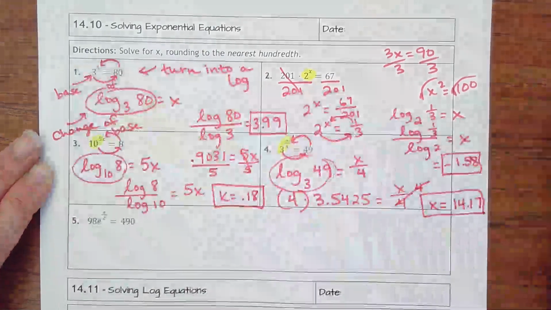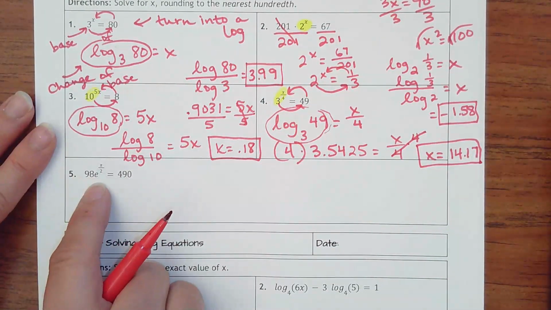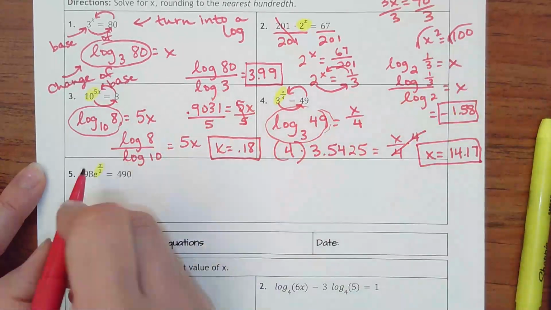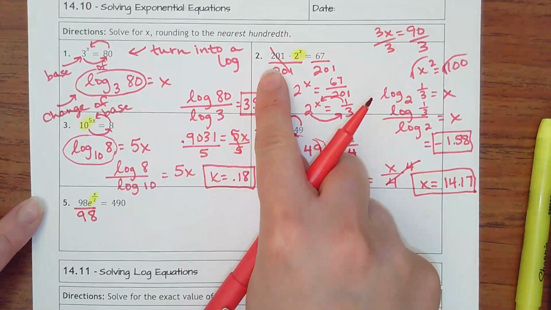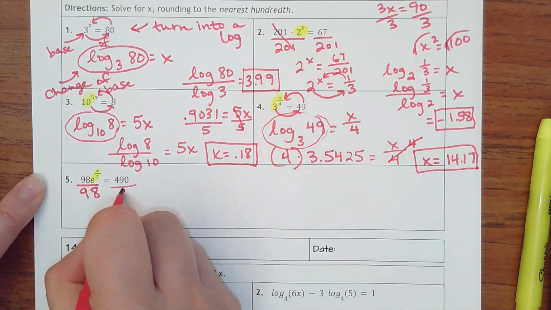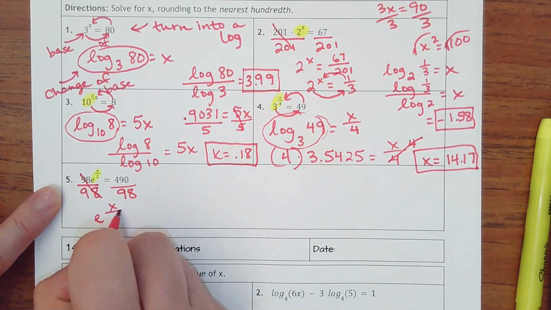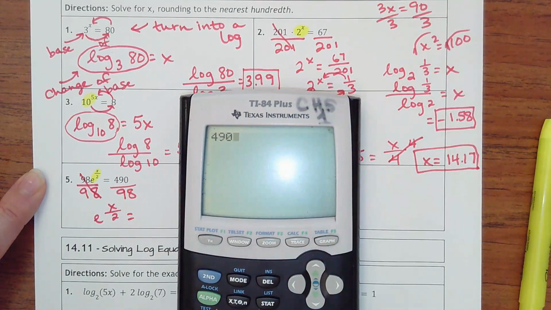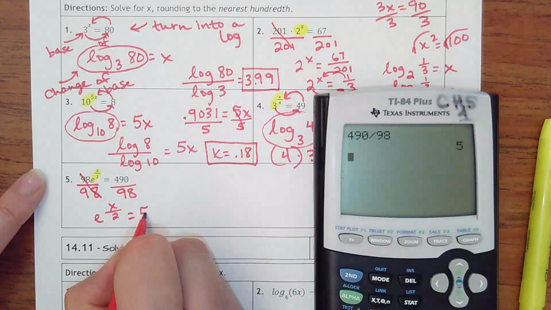All right, and then last one. It's just slightly different because it uses e, but again, this is all almost together. So here's my exponential part. I don't want the times 98, so I'm going to divide it just like what I did in number 2. I got rid of the 201. So that'll cancel, and I'll have e to the x divided by 2 power equals 490 divided by 98, which is 5. So that's nice.